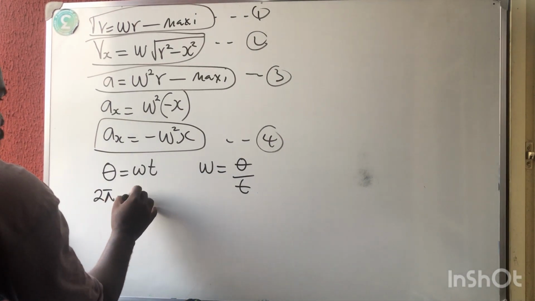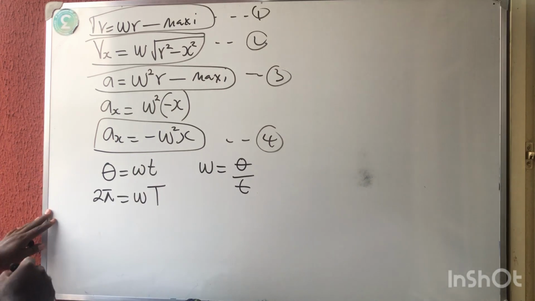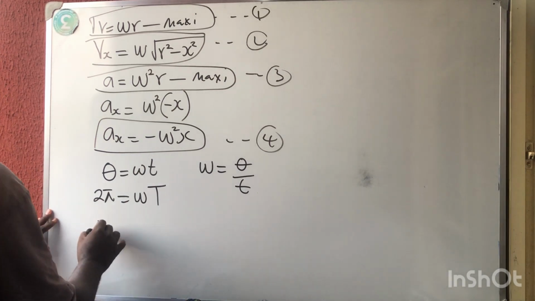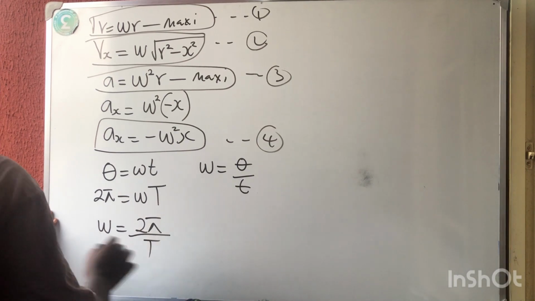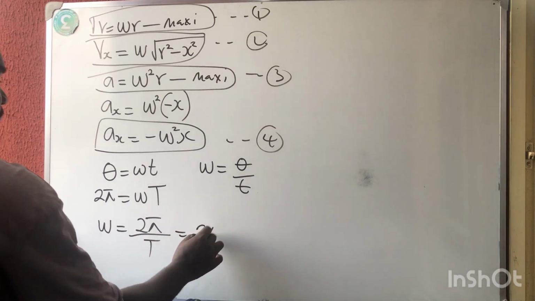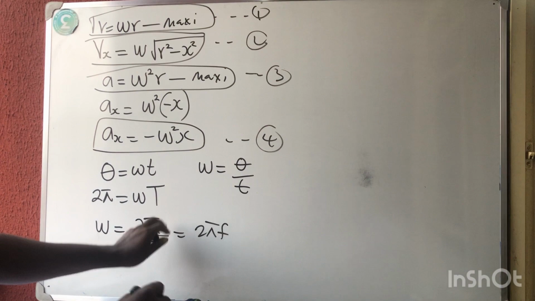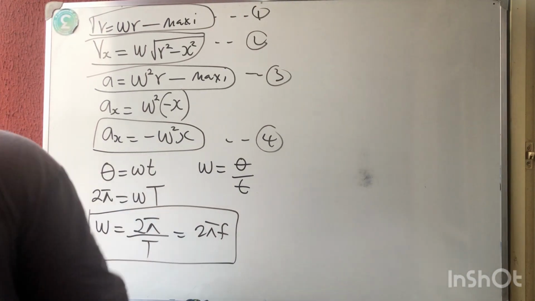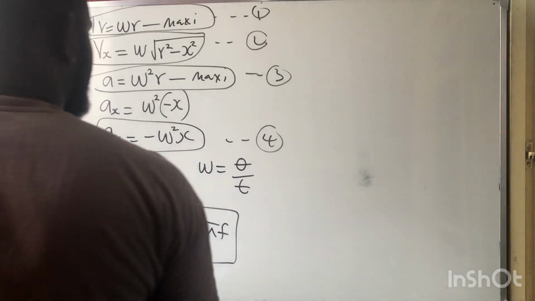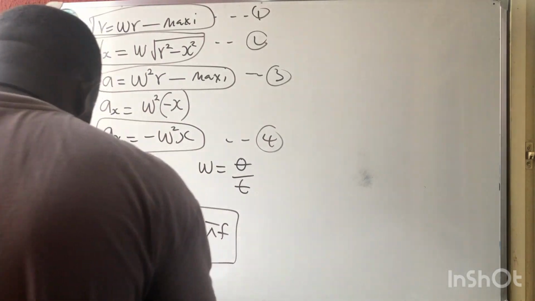2 pi is equal to W period. So if you make W subject of formula, you're going to have 2 pi over t, or you say 2 pi f, because f is equal to 1 over t. So these are the formulas you need to know, and then we are good to go. So let's start solving some beautiful questions.